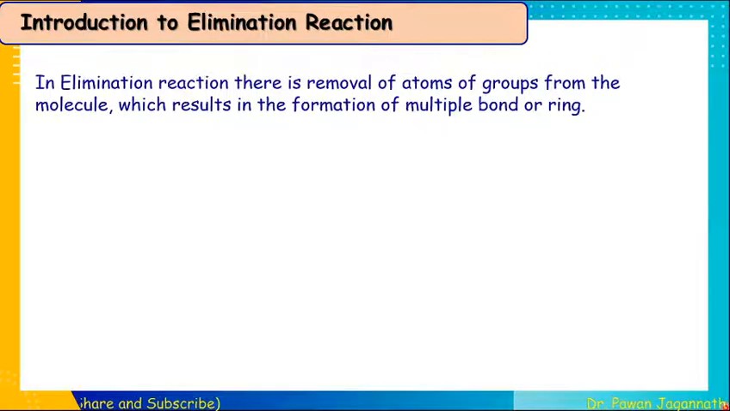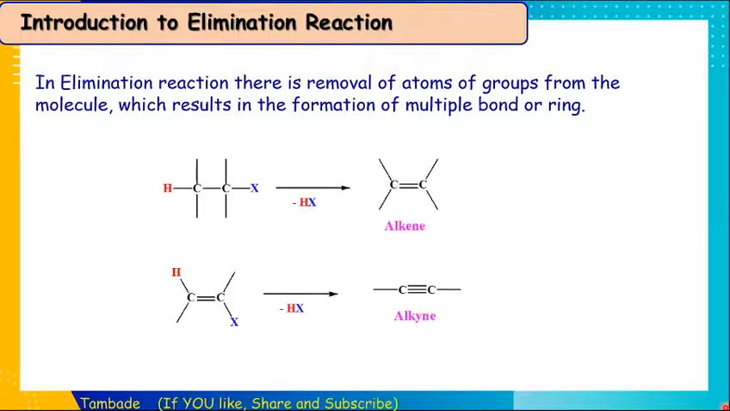In elimination reaction, there is a removal of atom or group of atom from the molecule, which results in formation of multiple bond or sometimes results in construction of ring like structure. Such reactions are known as elimination reaction. In order to understand this, look at these examples.